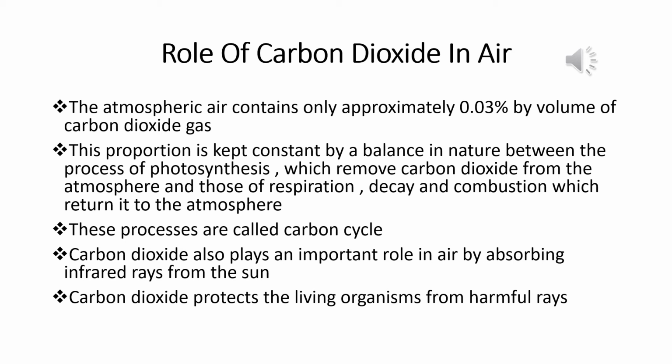So these processes are called the carbon cycle. Carbon dioxide also plays an important role in the air by absorbing infrared rays from the sun. So carbon dioxide protects living organisms from the harmful rays as well. So in the carbon cycle, students, the amount of carbon also remains constant. Carbon dioxide also remains constant.